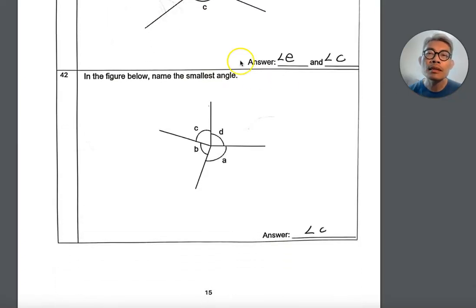What is the smallest angle? Again, you should use a protractor and measure, or you can eyeball it. Protractor is the best. If you use a protractor, you can find out this is actually the smallest angle. This one, right?